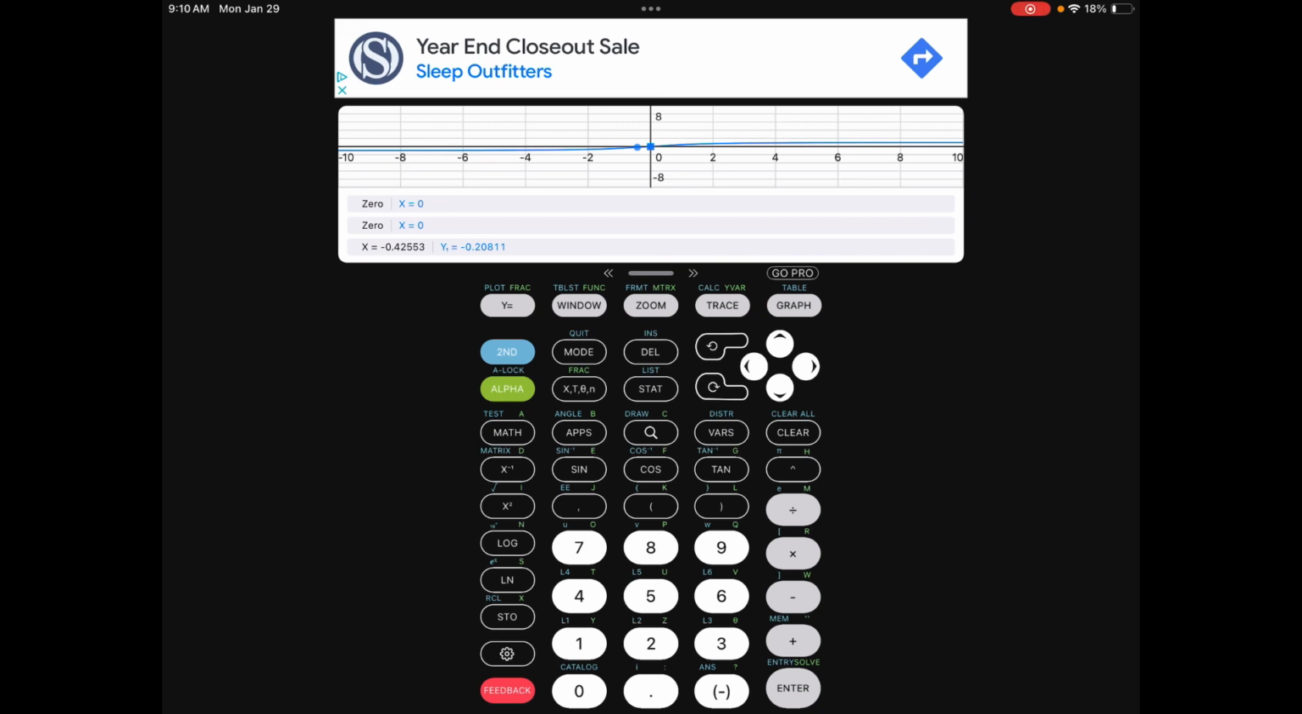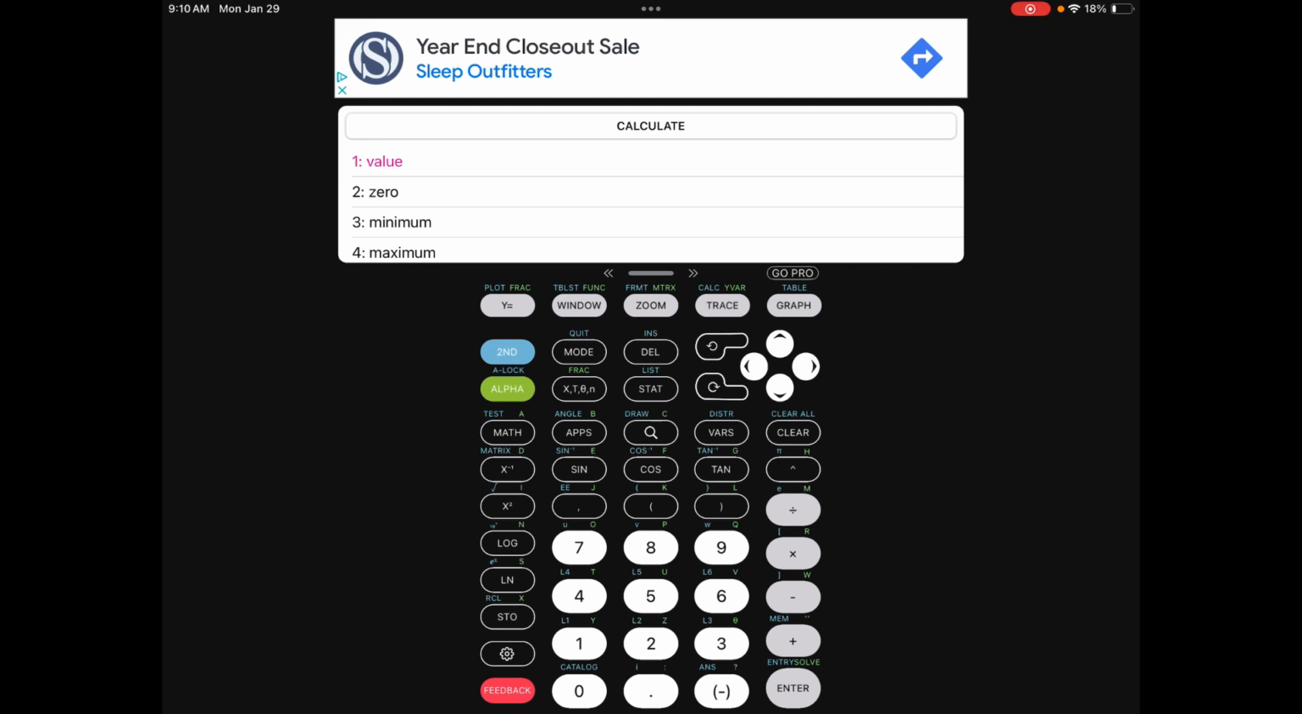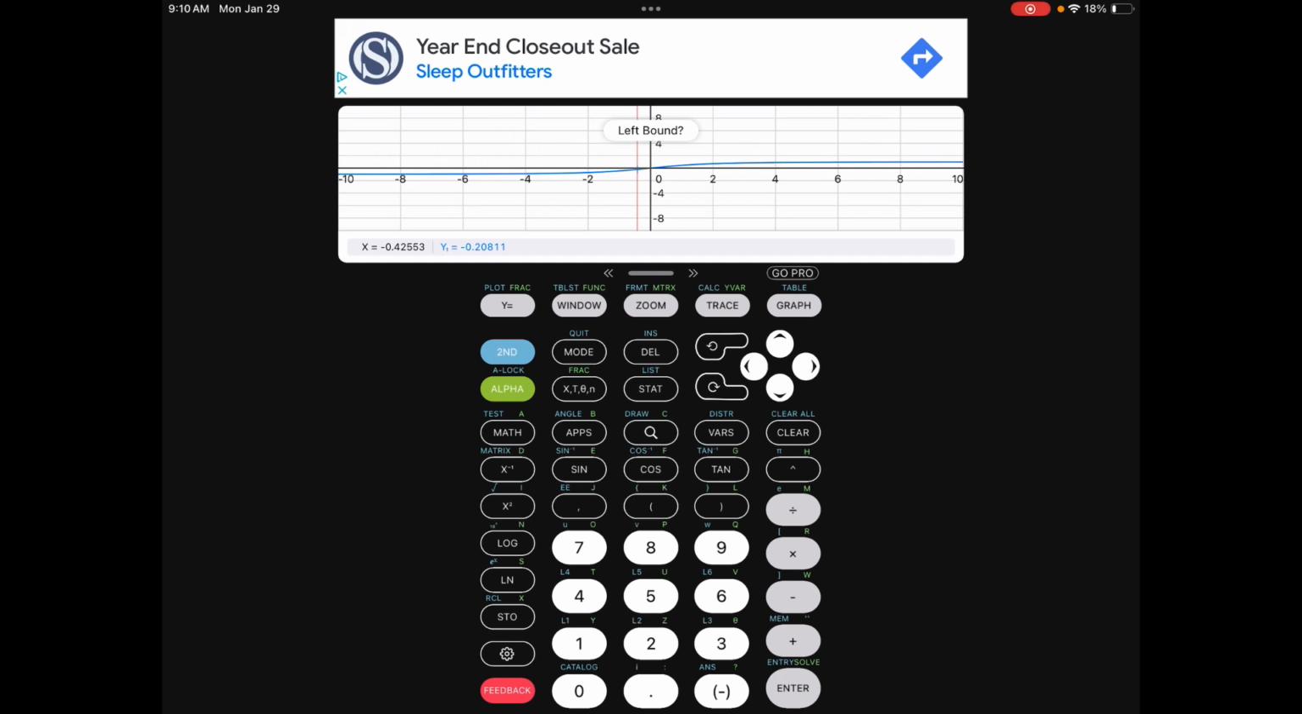So what you're going to do is press second, and then press second trace. Trace is at the top. And that will take you to the calculate menu. And then if you look under the calculate settings, if you go down 1, it says zero. So I'm going to press zero. And this zero button will help you figure out exactly where the zeros are, so exactly where it crosses the x-axis.